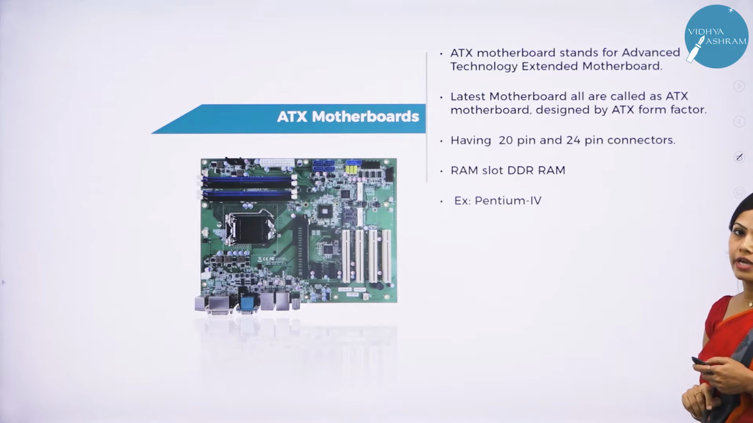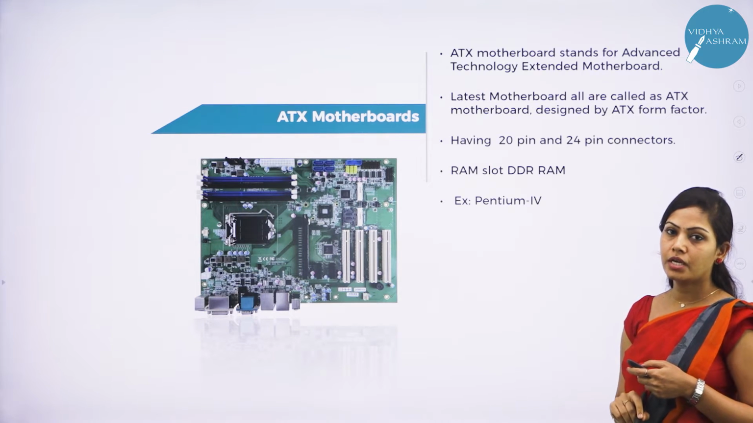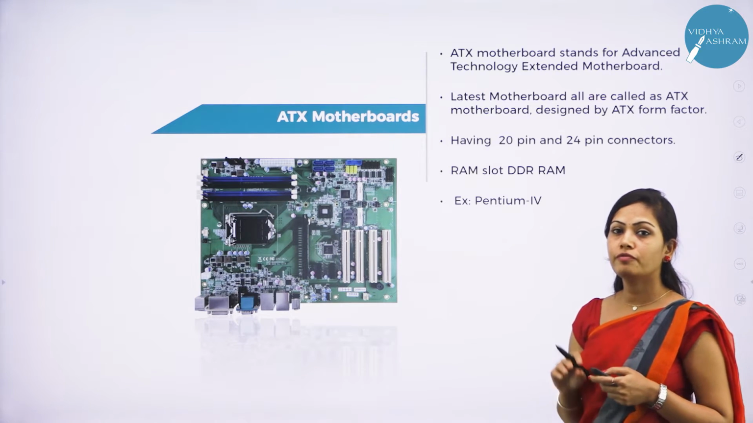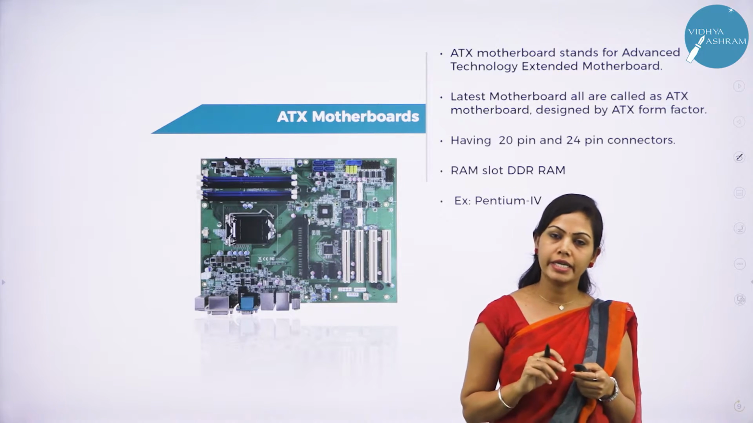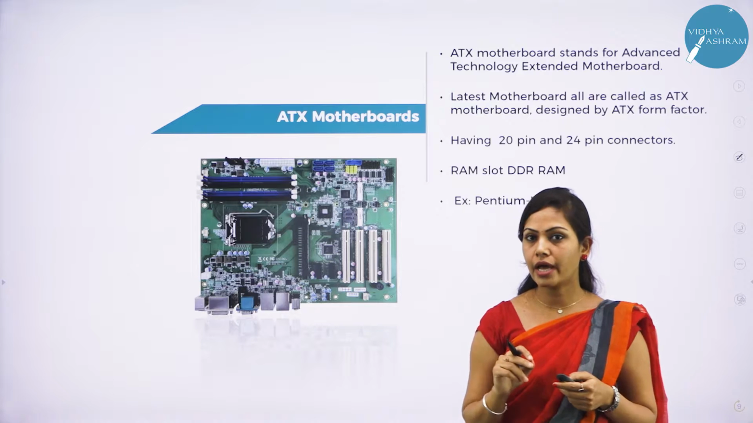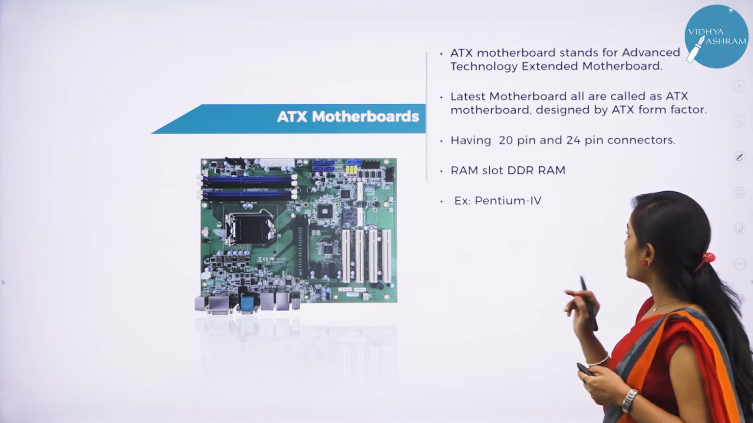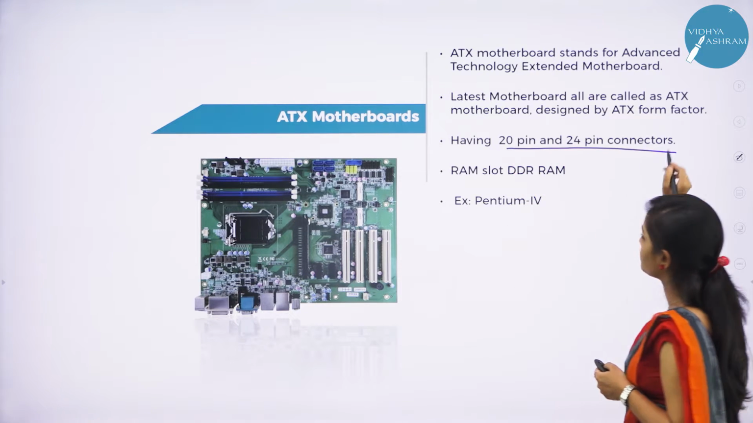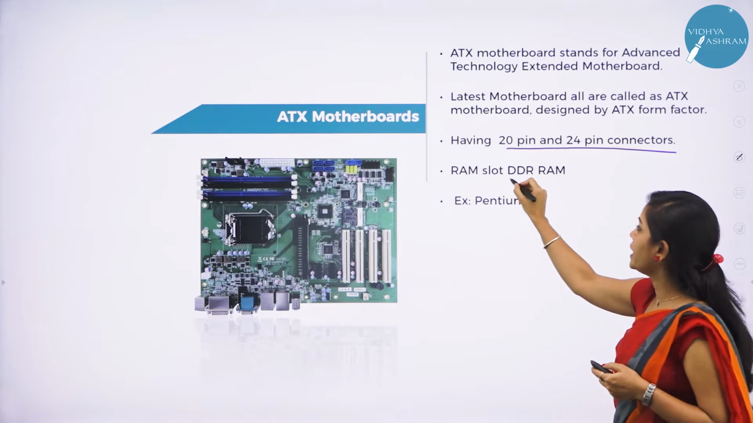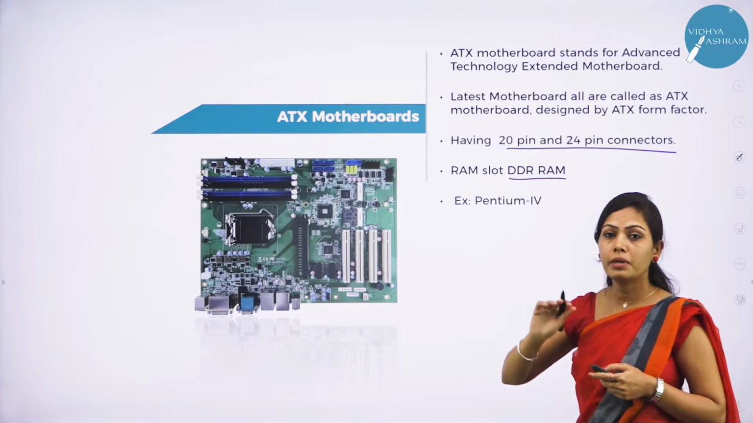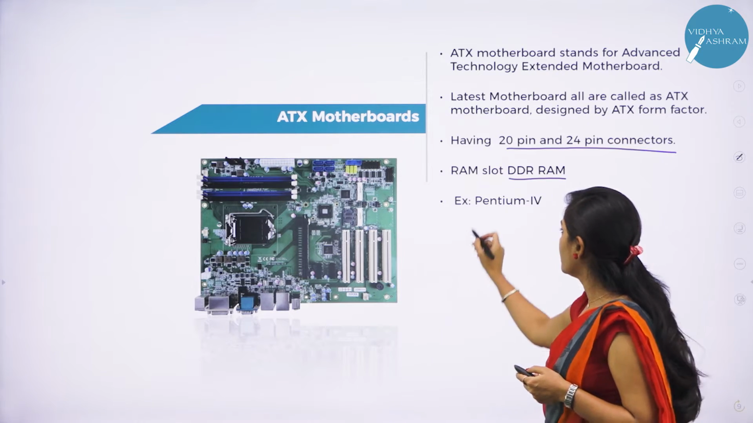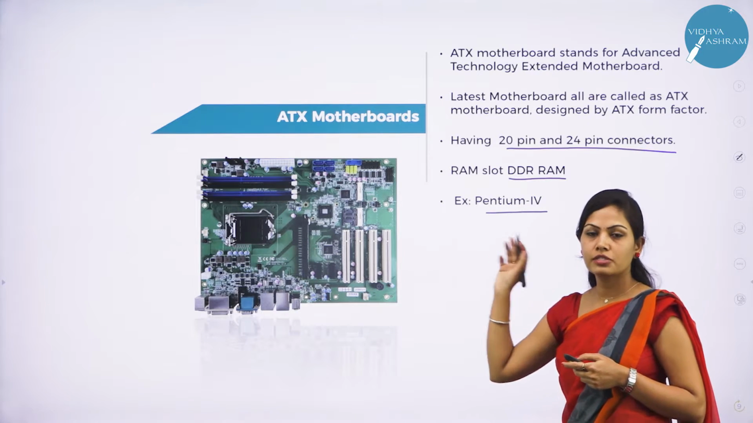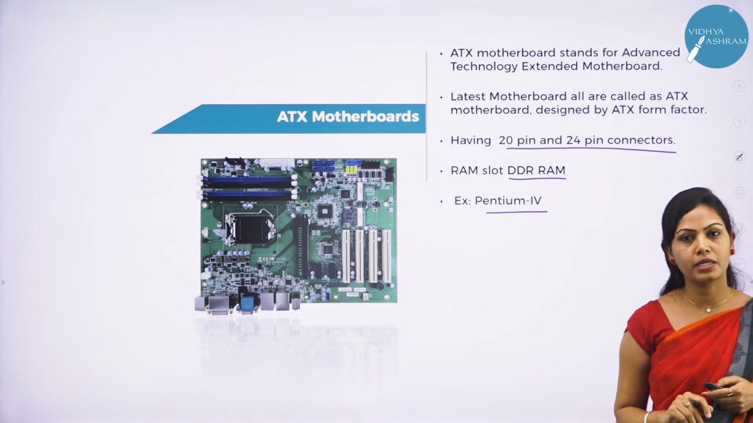And last one we have ATX motherboard. This is the latest motherboard used in a computer system, and it is designed by ATX form factor which has 20 pin and 24 pin power connectors. And RAM slot is DDR RAM, that is double data rate random access memory. Example, Pentium 4. So this is about types of motherboard.